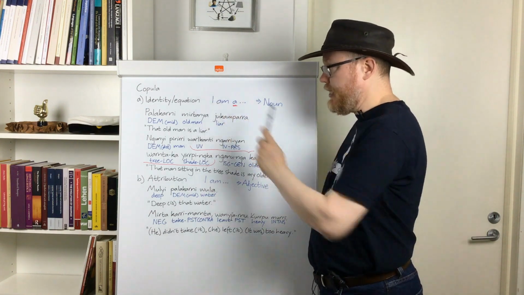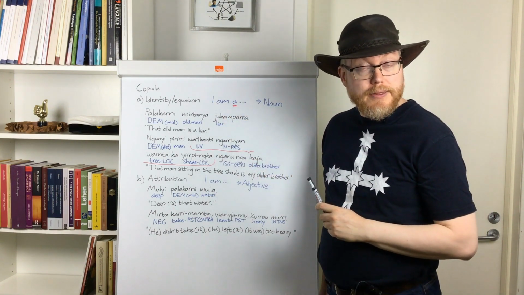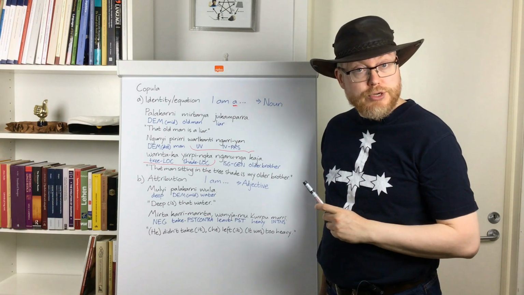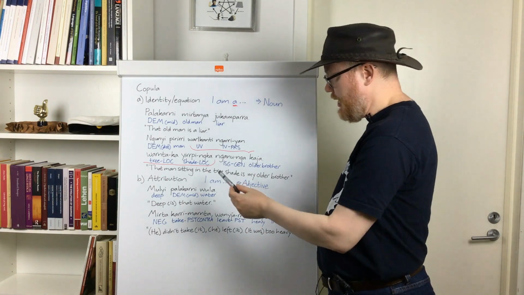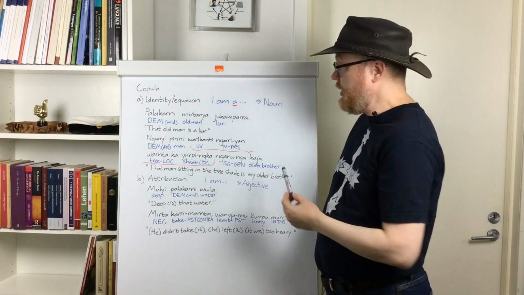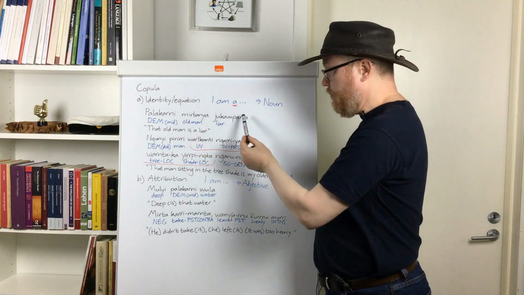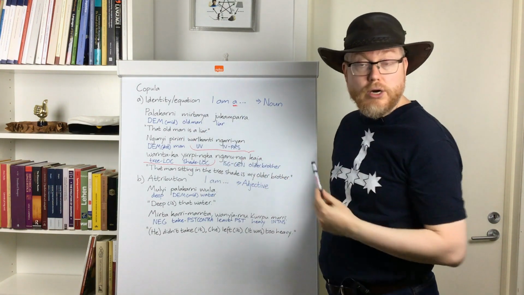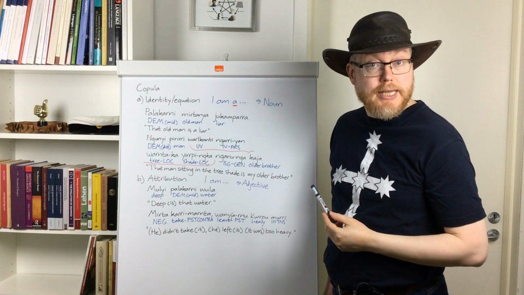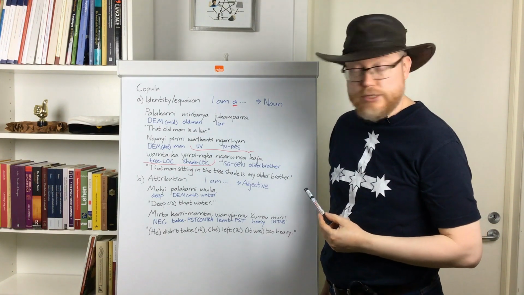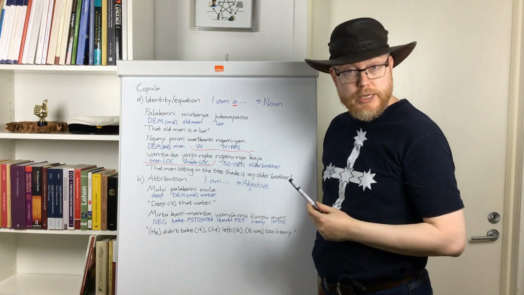Yes, so that was identity equation. Now let's look at attribution. Here we can see that you don't have to have the subject and the complement in this particular order, which is the same order as in English, of course. You can make a switch.